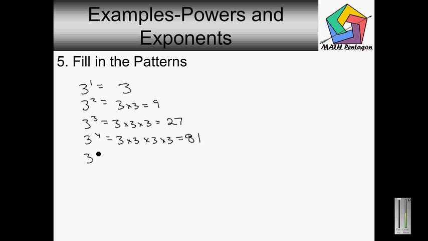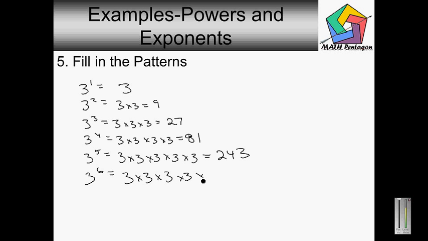3 raised to the 5th power would be 3 times 3 times 3 times 3 times 3. And that would equal 243. And then we have 3 raised to the 6th power. It would be 3 times 3 times 3 times 3 times 3 times 3. And that would give us 729 as our final answer.